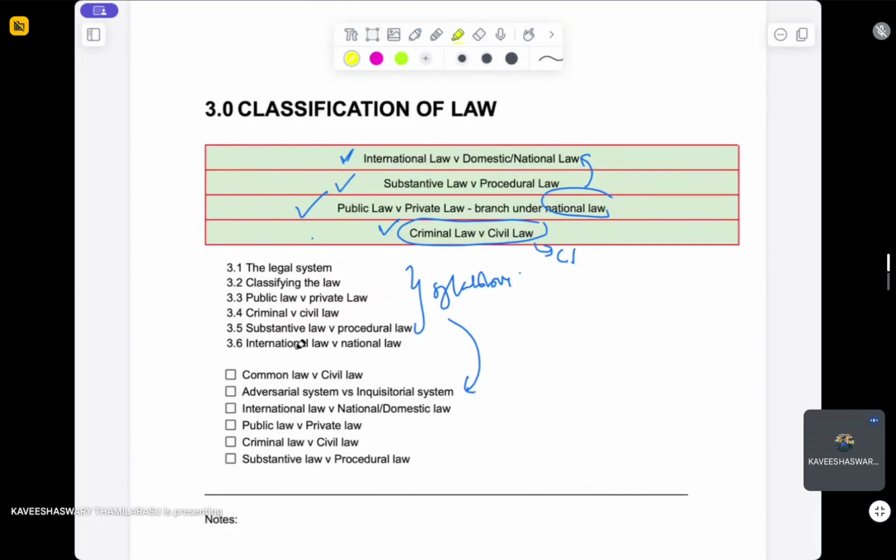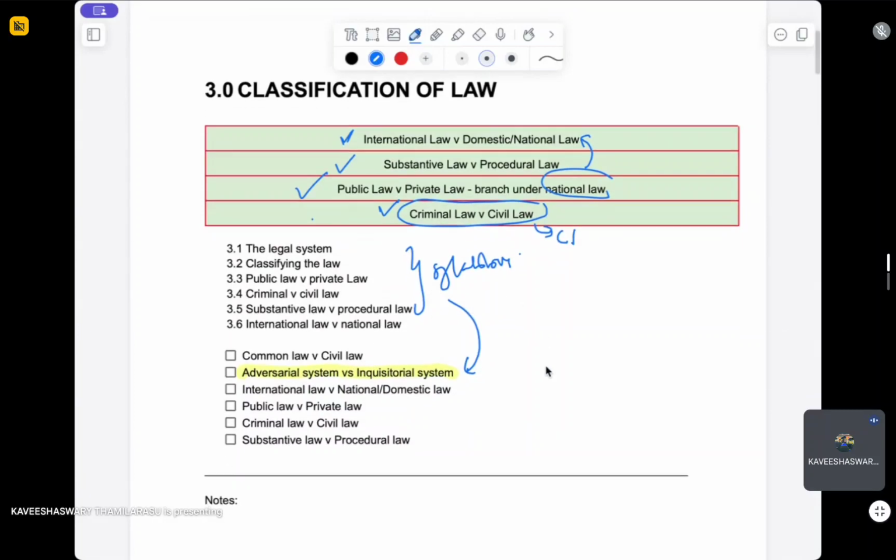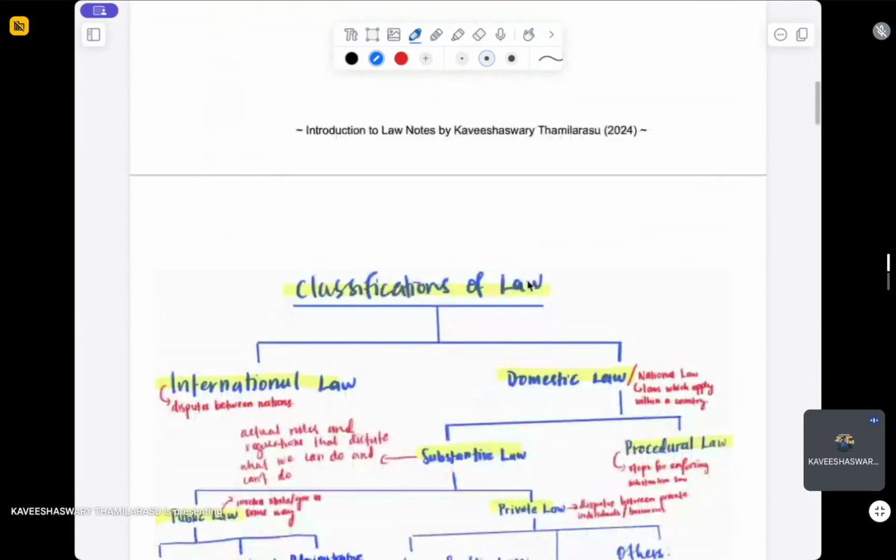So you're only going to talk about three new things in this chapter, plus some other stuff like the adversarial system and inquisitorial system. Common law and civil law is also quite a usual topic that is being discussed throughout the past two chapters. Okay.